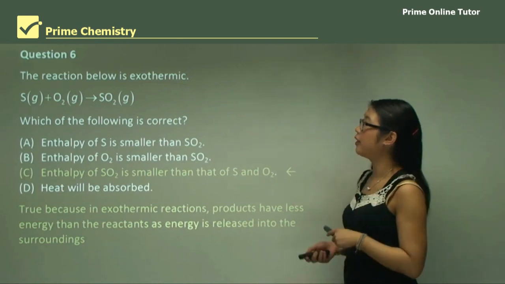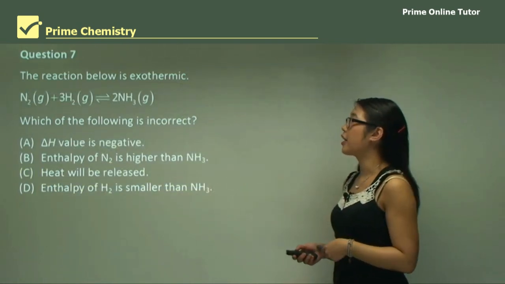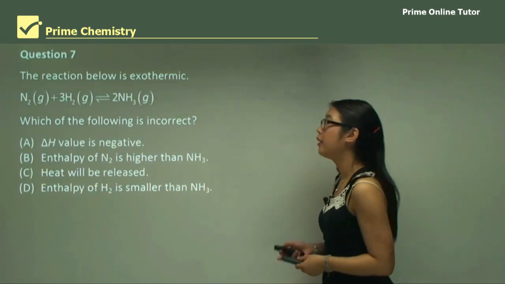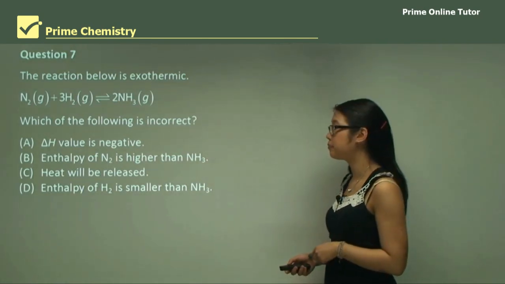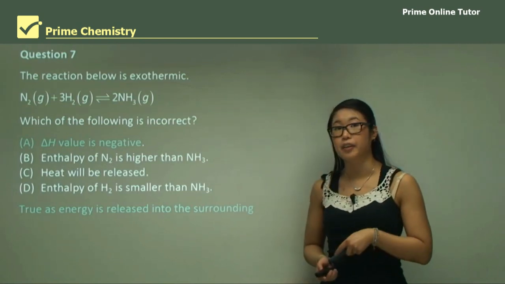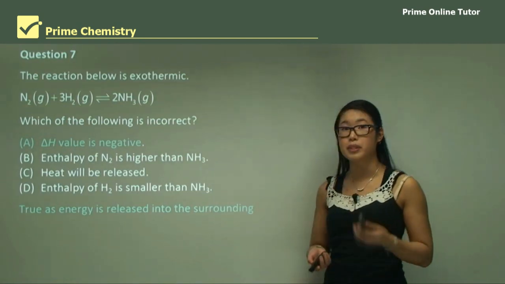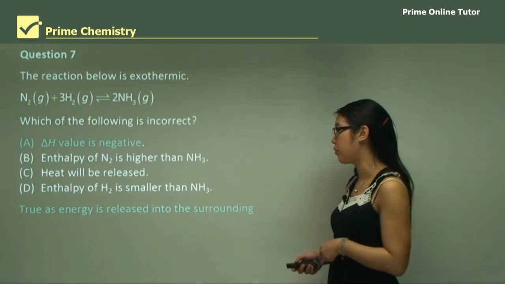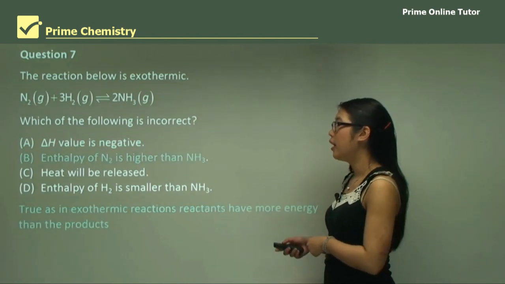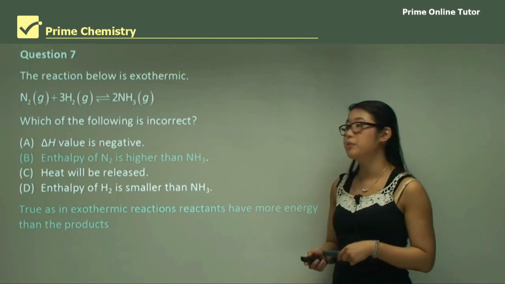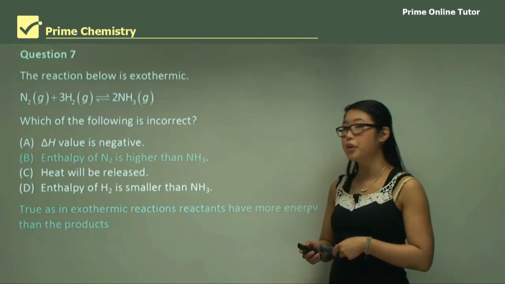So that one's right. Question 7, the reaction below is exothermic again. Which of the following is incorrect? So we're looking for the false one this time. The delta H value is negative. This is true because remember we said that delta H is negative for exothermic reactions and energy is released into the surroundings. Enthalpy of nitrogen or N2 is higher than NH3 or ammonia.